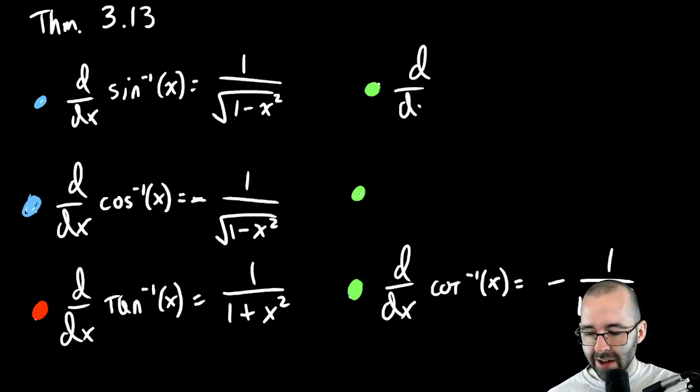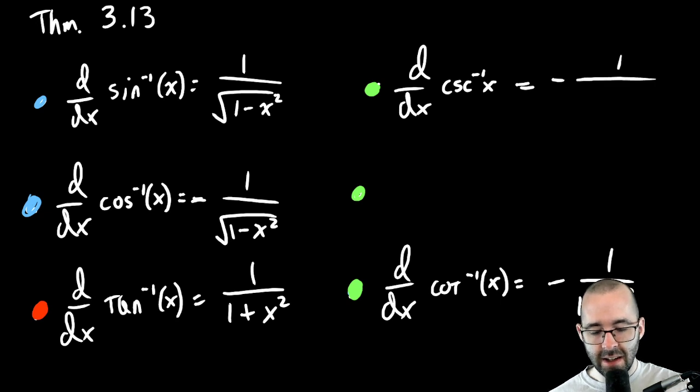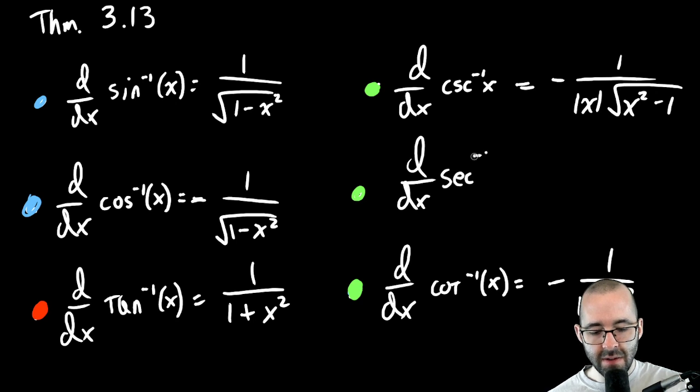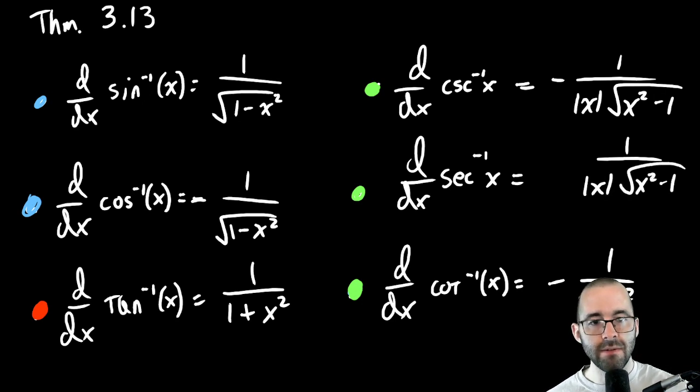Cosecant and secant are kind of weird. I literally had to write these ones down. I see them so rarely. They do pop up sometimes. It's cosecant, so it's going to have a minus: 1 over the absolute value of x times the square root of x squared minus 1. I really don't see this a lot, but it does exist. It does happen. So we're going to talk about it. And again, secant is just the same as cosecant, just without the negative.